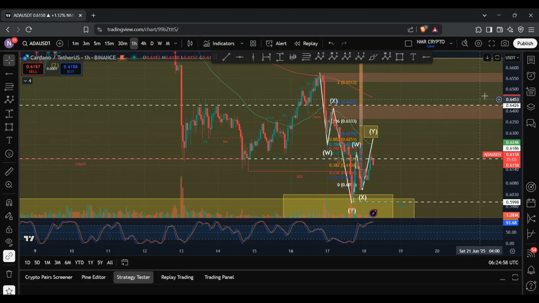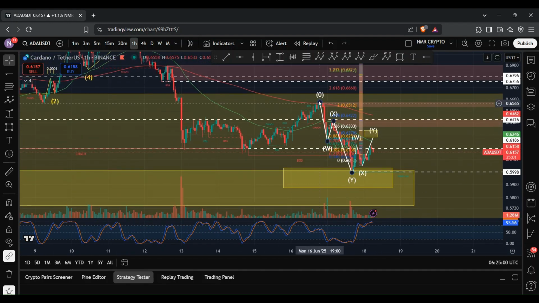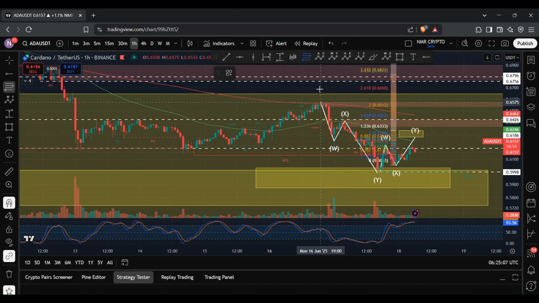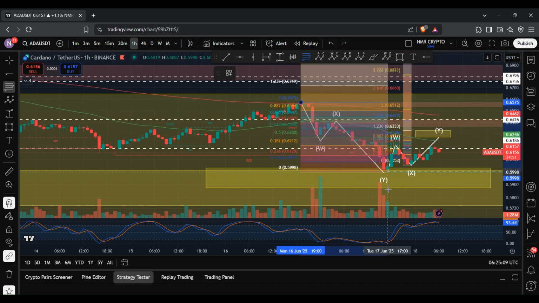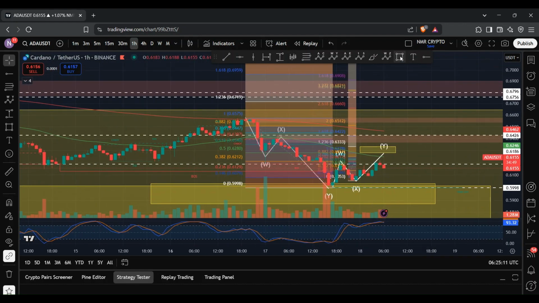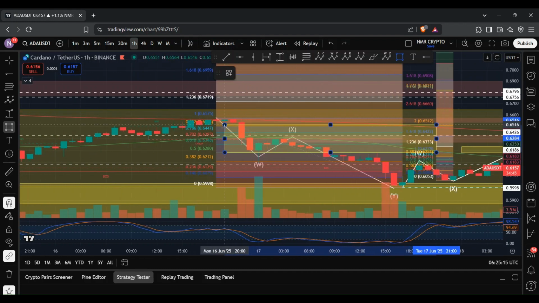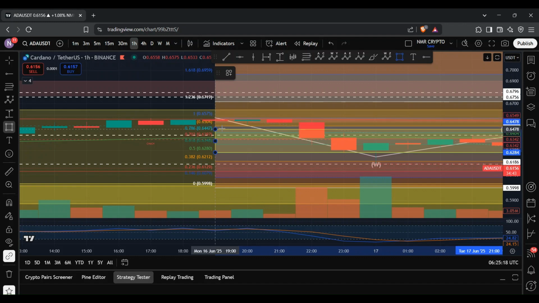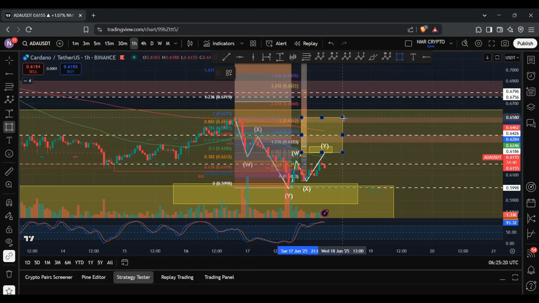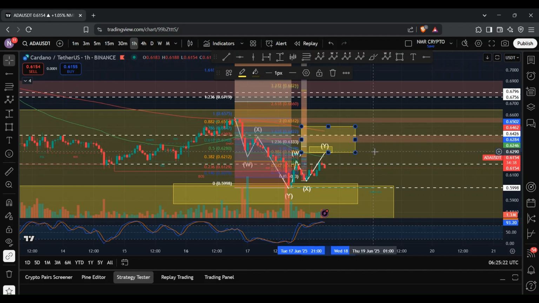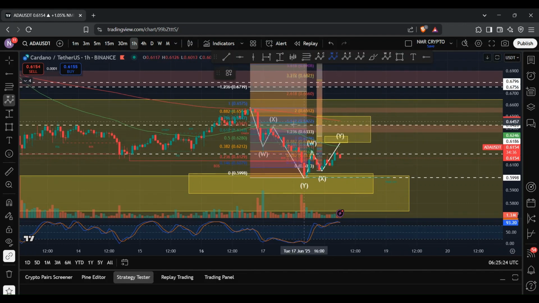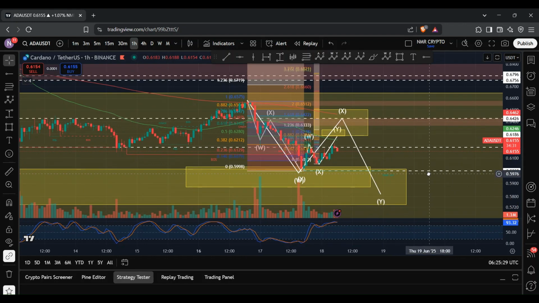And so it would be interesting to see if what we are forming within this Z wave is a WXY structure. And we know that the X wave would typically retrace anywhere between 50 to 88.2% of the W wave. And so the bigger target would be anywhere between 62.8 cents to, if I just adjust this, 65.04 cents. So anywhere within this range here. And then we could then see a bigger WXY structure form, where we could then go deeper within these two key targets.